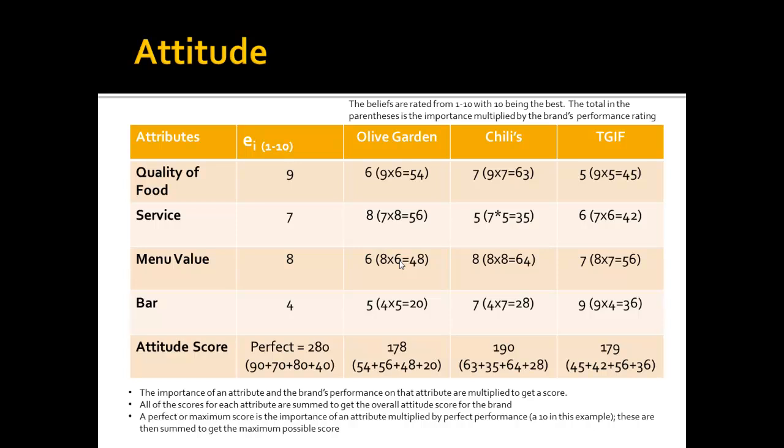So if they were to get Chili's performance to drop from an 8 to a 6, the same as Olive Garden on menu value, then Chili's would drop 16 points because the menu value is worth 8. So now they would drop down from 190 to 174, and Olive Garden would be rated higher than Chili's. So presumably, consumers would have the same attitude towards Chili's.